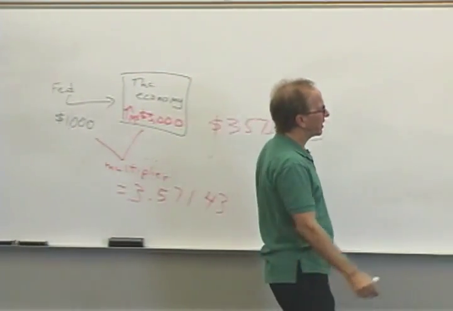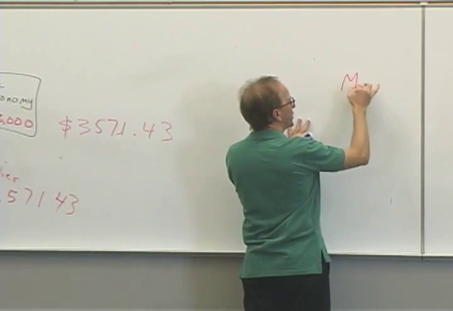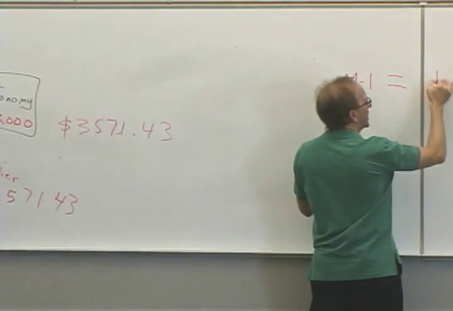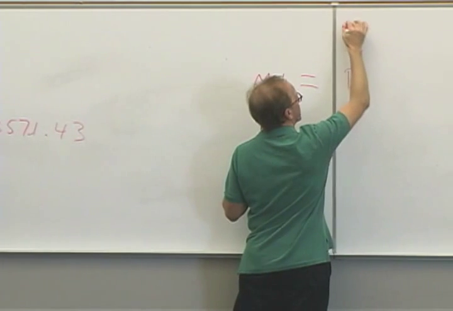Okay. The money multiplier that we had, I told you there was a relationship. Here's the M1 money supply is this letter, and I'm going to call it later on the monetary base.